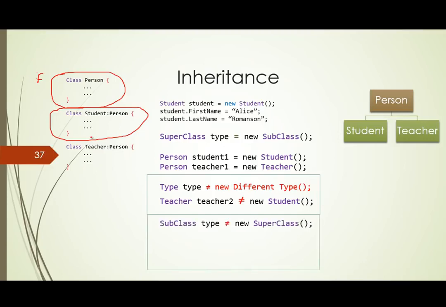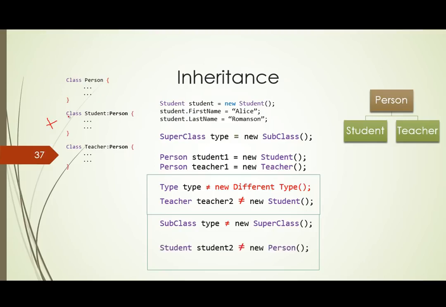Another thing is that you cannot create your subclass from your superclass. So that's very interesting. As I've said earlier, a student class has all the properties of person, plus it has some extended properties. So it really needs those extended properties to be instantiated, but a person has fewer properties than a student. So a student class cannot be created from a person class. If you try to create a student object from a person class, you'll fail. And if you try to create the teacher object from the person class, you'll also fail.